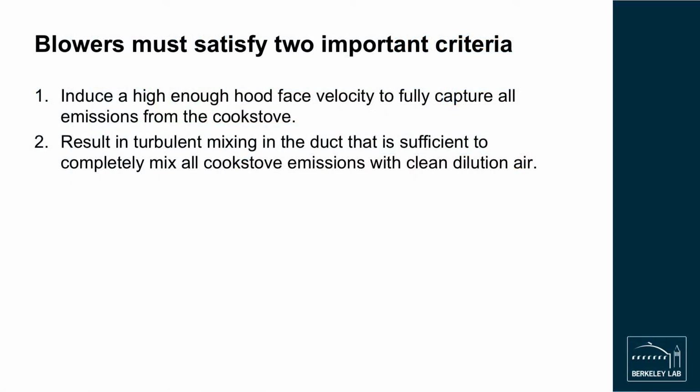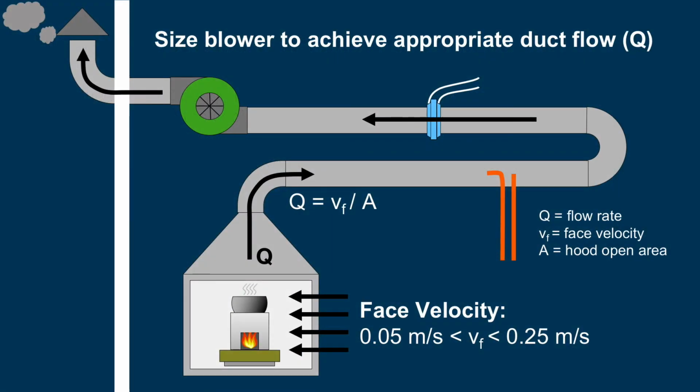First, the blowers must induce a face velocity on the hood that is high enough to fully capture emissions, but not so high as to induce a draft on the cookstove. Second, the blowers must draw enough air through the ducts to induce turbulent mixing. This turbulence will help completely mix clean room air with cookstove emissions. Both the hood's face velocity and the turbulence in the duct are controlled by the volumetric flow rate of the blowers.